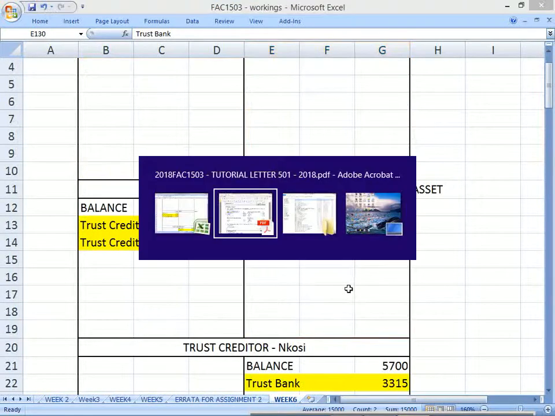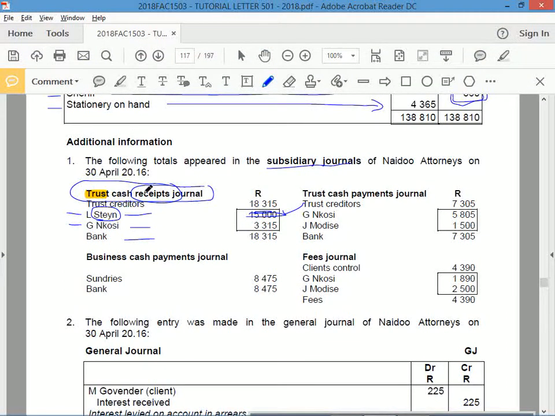Let's go back up. Let's go back to the journal. So complete, tick, cross out. Next, trust cash payments. Let's think logically. Who's paying? There's the key word. The client. It's a client expense.